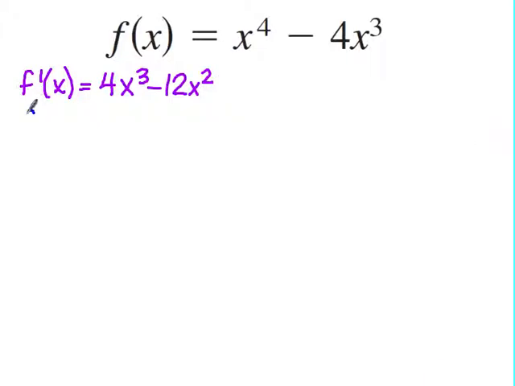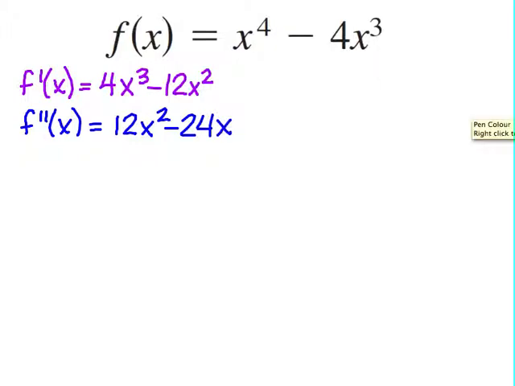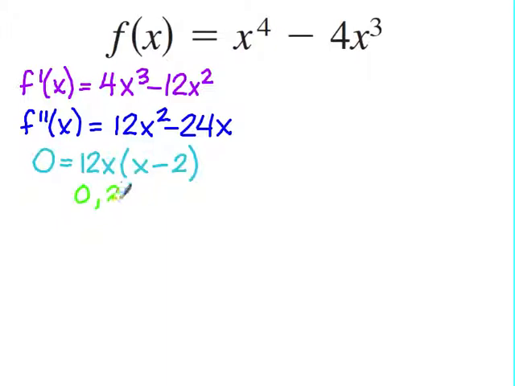What do you get for the second? Okay. 12x squared minus 24x. So set it equal to 0. Good. Take a 12x out, and that leaves you with what? X minus 2. So you have two possibilities. What are those possibilities going to be? 0 and 2.